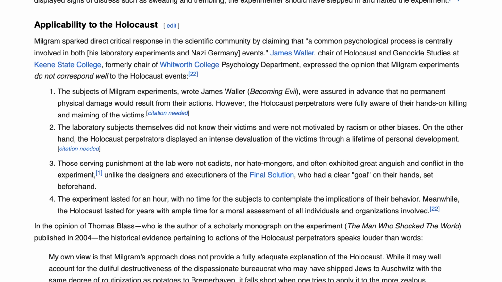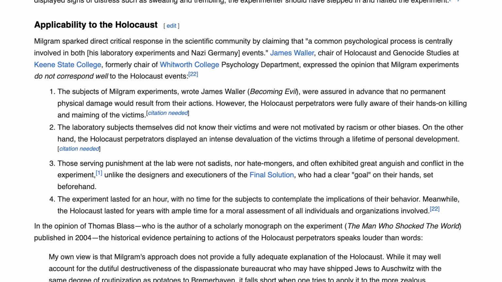Applicability to the Holocaust. Milgram sparked direct critical response in the scientific community by claiming that a common psychological process is centrally involved in both events. James Waller, chair of Holocaust and Genocide Studies at Keene State College, formerly chair of Whitworth College Psychology Department, expressed the opinion that Milgram experiments do not correspond well to the Holocaust events.